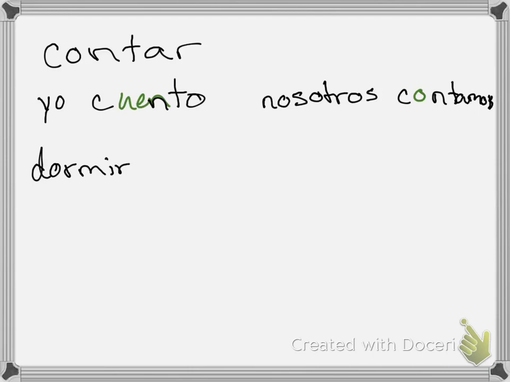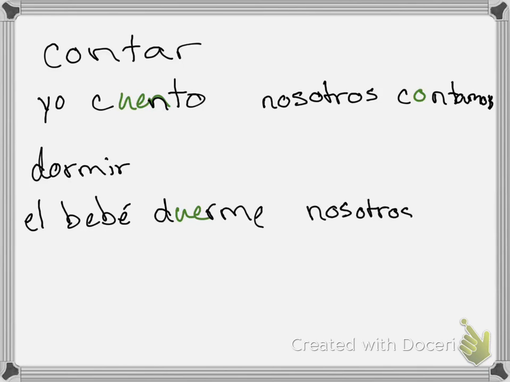Another similar one that is often used is dormir. Dormir, which means to sleep. Okay? El bebé, not dorme, but el bebé duerme. El bebé duerme. Oh, wouldn't that be nice? However, remember, if my subject is nosotros, I'm not going to have the change. Nosotros no dormimos bien. Okay? Dormimos. Not duermimos, dormimos.